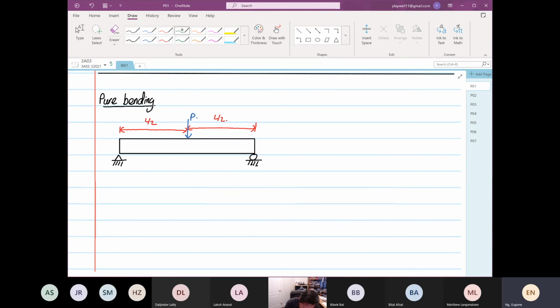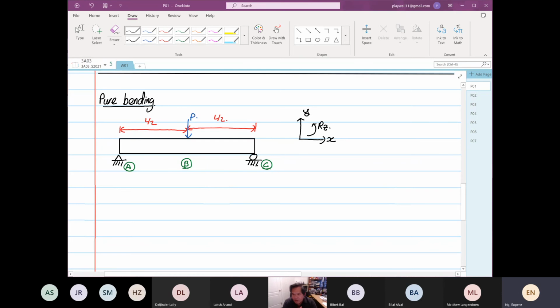Then we have 3 points. I'm going to label them as point A, then we have point B, and we have point C. Point B is where the load is applied. If you look at this structure which is simply supported, we are going to draw our transformation. This is X, and this is Y, and this is rotation about Z.